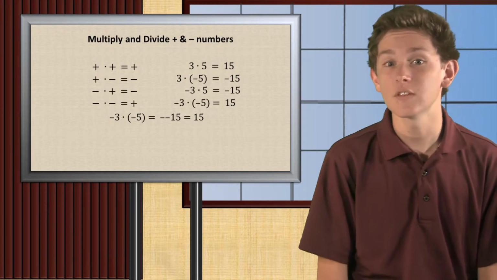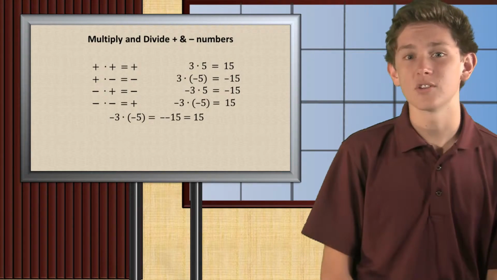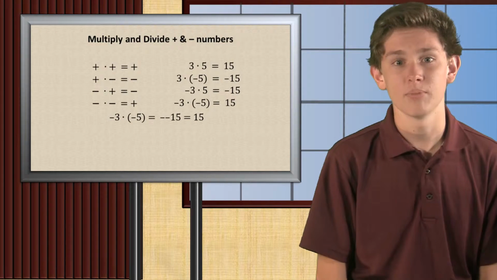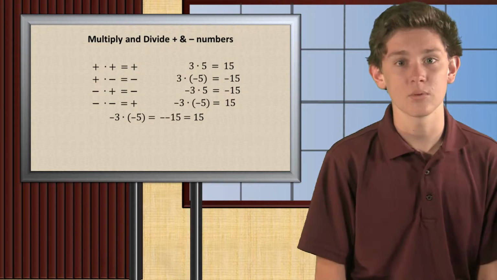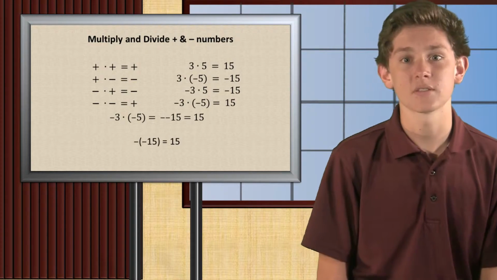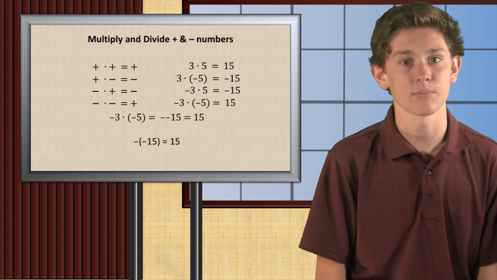Now, speaking of this last example, it would not be good to write the number this way, but it is okay to think of it as negative 3 times negative 5 is negative negative 15 equals 15. Both negative signs hit the 15 just like before.